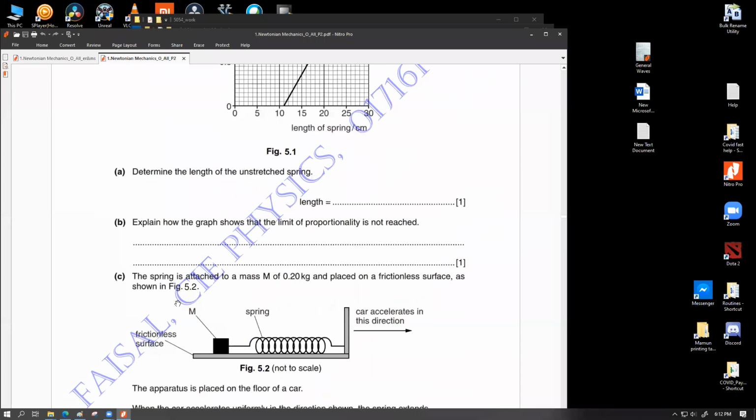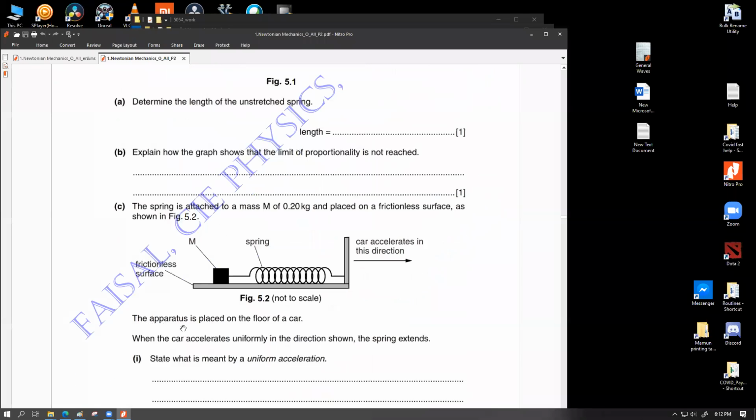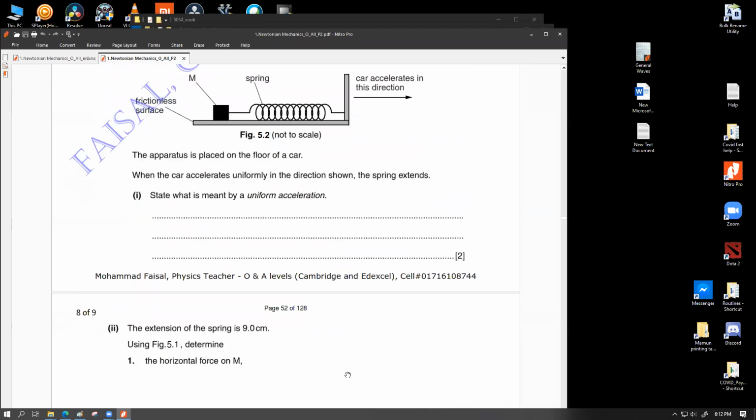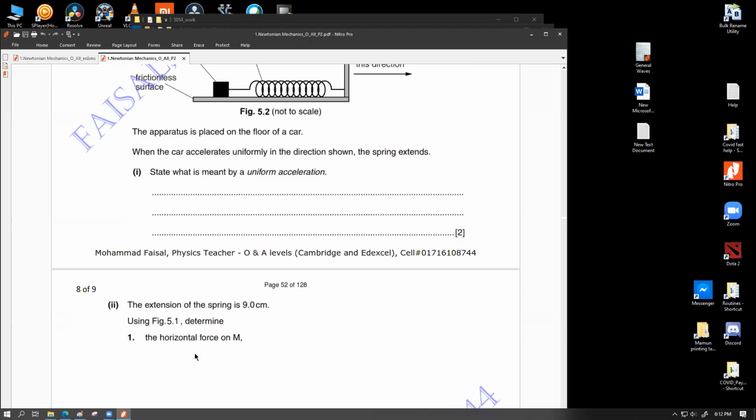The spring is attached to a mass of 0.20 kg and placed on a frictionless surface as shown in figure 2.2. The apparatus is placed on the floor of a car. When the car accelerates uniformly in the direction shown, the spring extends. What is meant by uniform acceleration? Okay, that's simple. The extension of the spring is 9 centimeter. Using figure 5.1, determine the horizontal force on M.